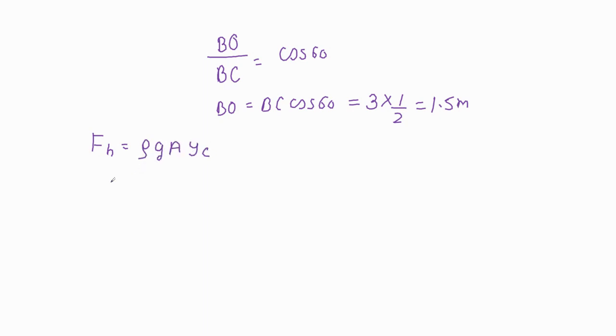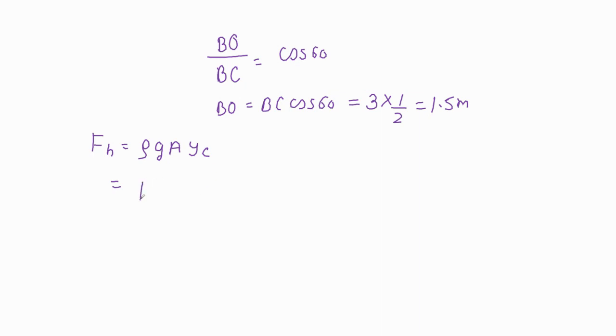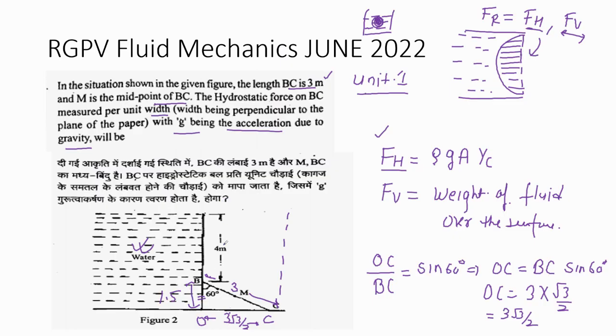Okay, now what is rho? It is given, g being the acceleration due to gravity. ये क्या है? ये एक water है, ठीक है? Water filled है इसमें. This is a water. So density of water is 10 cube. We take g as g. We are not putting the value of g. Now what is the area? What is the area of this line BO?